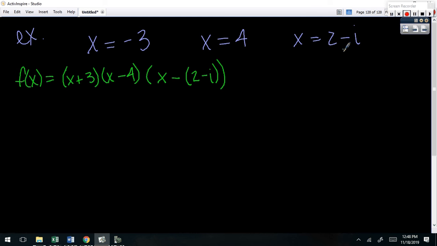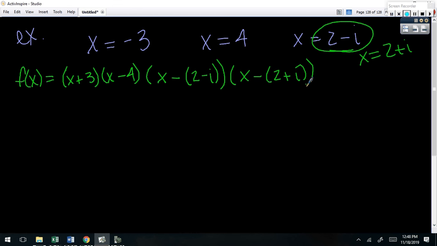So this is going to be 2 plus i instead of 2 minus i, but I'm going to set it up the same way. Okay? x minus (2 plus i). So why did you put the 2 minus i? I have to do the complex and then I have to do the conjugate.